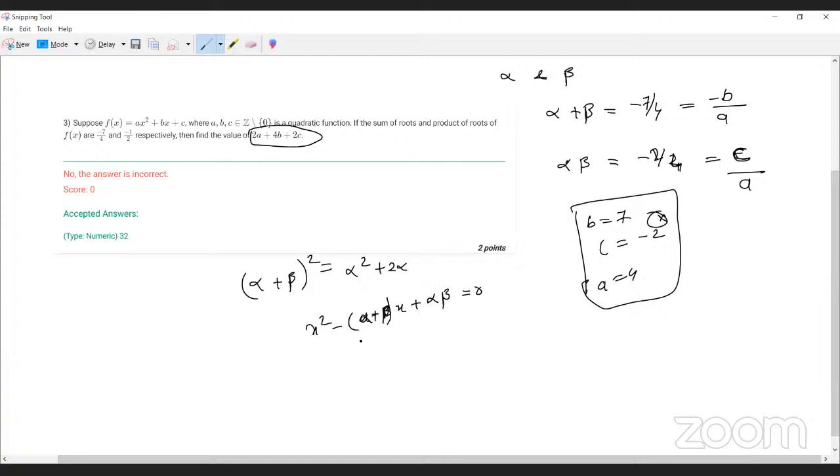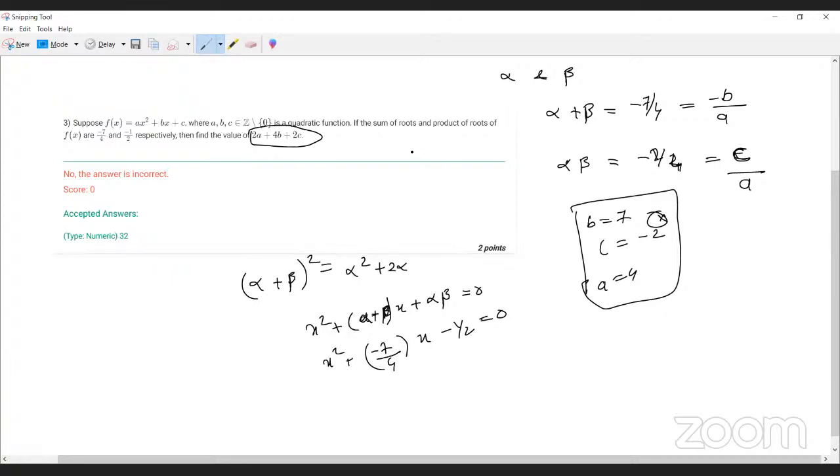From here, if we put the values, alpha plus beta is given as -7 by 4, times x, and here it is given -1 by 2, and then is equal to 0. Then we simplify, and we can find the values of a, b, and c. So sir, please proceed and get the values of a, b, and c.